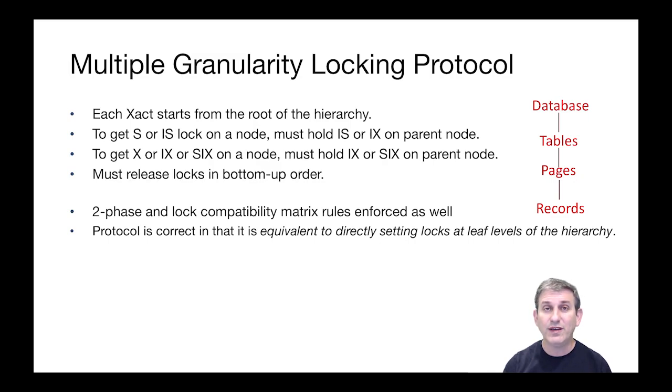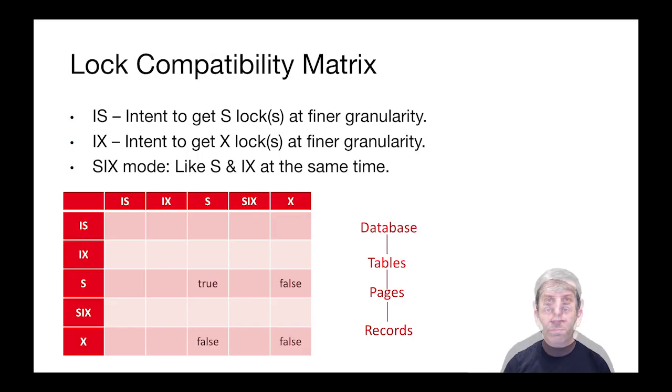This protocol is going to be correct in the following sense. It is equivalent to directly setting locks at the leaf levels of the hierarchy. Okay, so it's going to allow us to get the effect that we would have gotten setting all sorts of little locks at the bottom of the hierarchy, but instead we're going to only have to set these higher granularity locks when we look at large numbers of objects together.